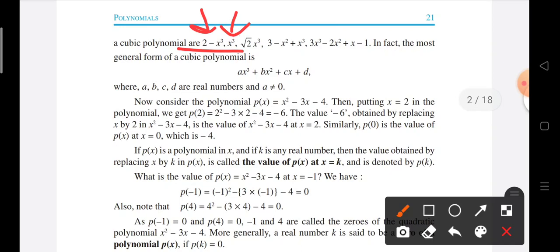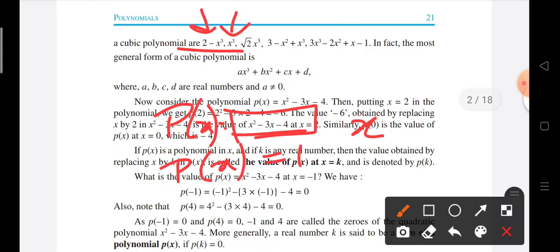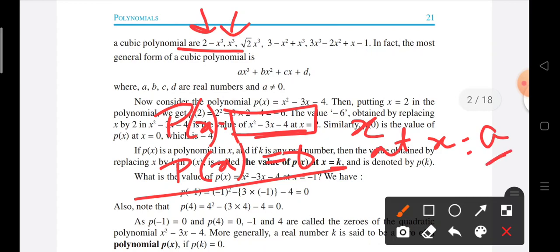Suppose you have a polynomial x square minus 3x minus 4. So this is a polynomial. We have to find a value of x for which this polynomial will become 0 at that value of x. If it becomes 0 at that value of x, let that value be a, then I say that this a is the root, or zero, of this polynomial.